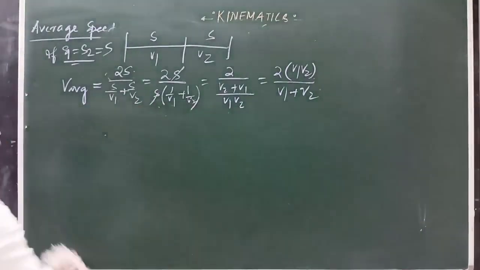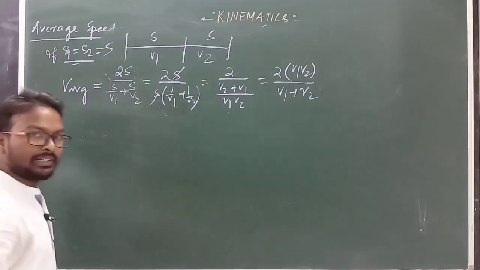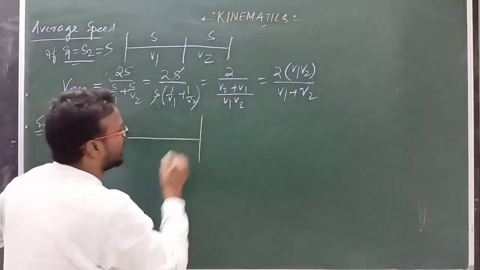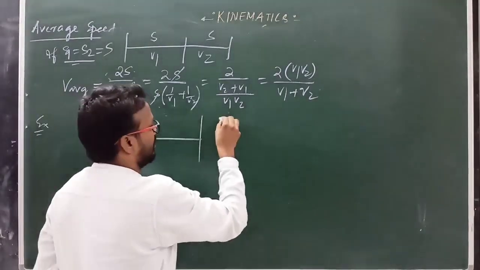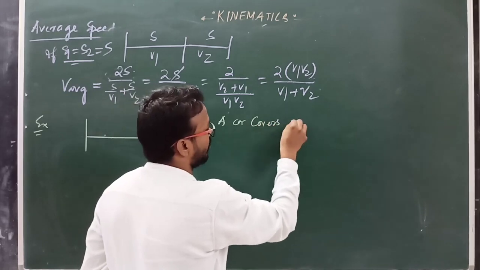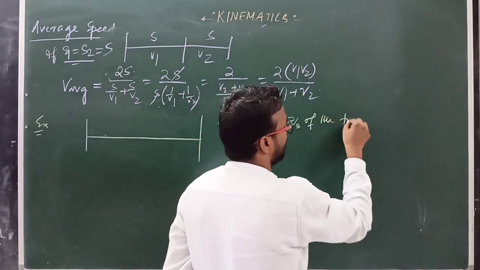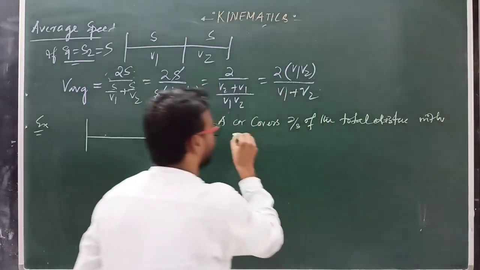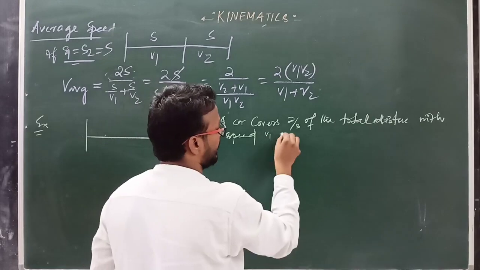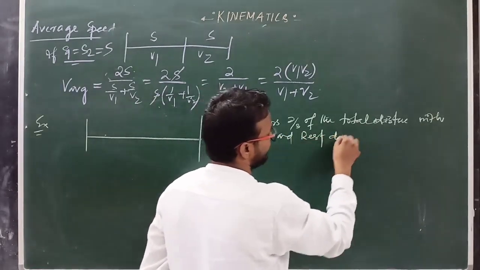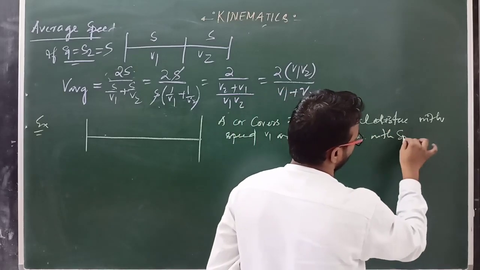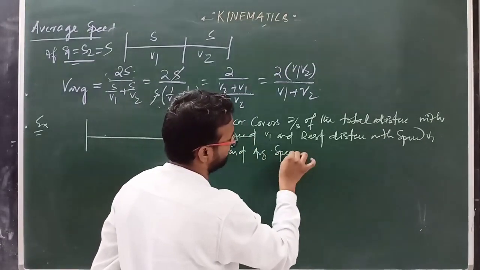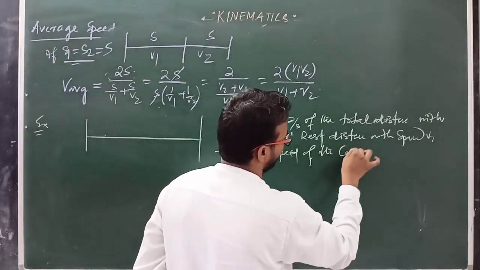Clear? Okay. So let us take one example. A car covers 2/3 of the total distance with speed V1 and the rest of the distance with speed V2. Find the average speed of the car. Clear?